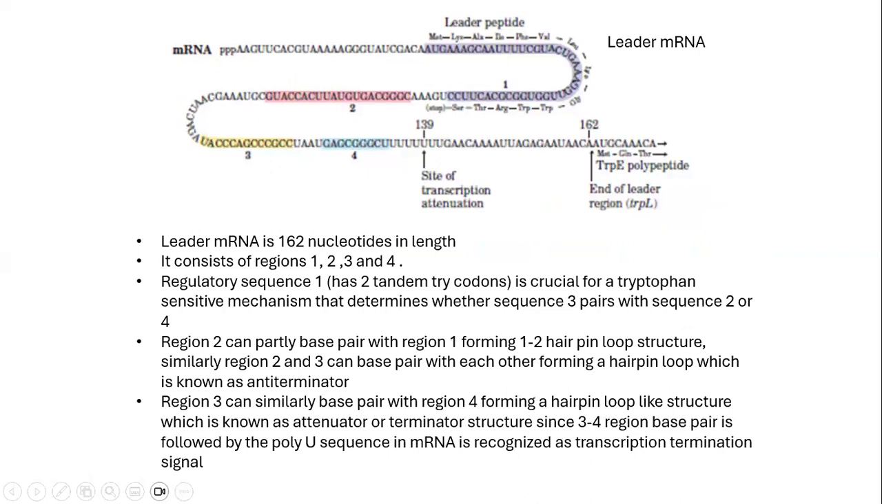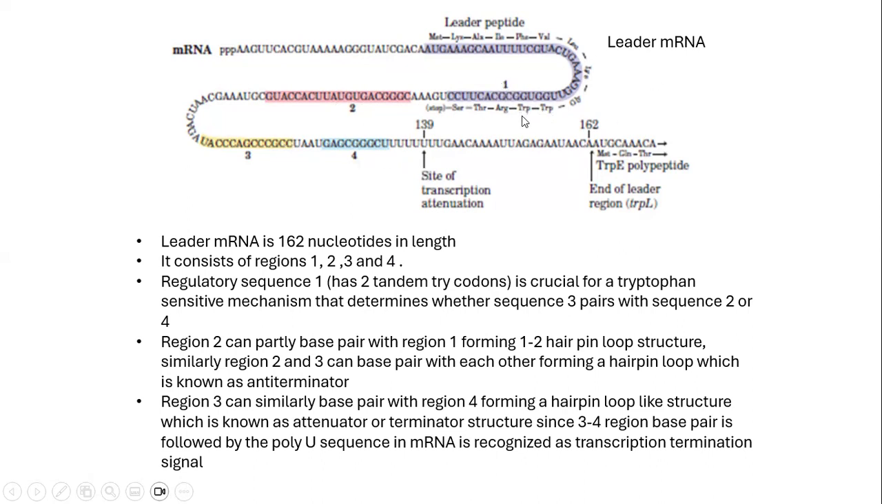Then in the next slide, we have the sequence of the leader messenger RNA encoded by the leader gene sequence. So the leader messenger RNA has about 162 nucleotides. It consists of four regions: region 1, 2, 3, and 4.